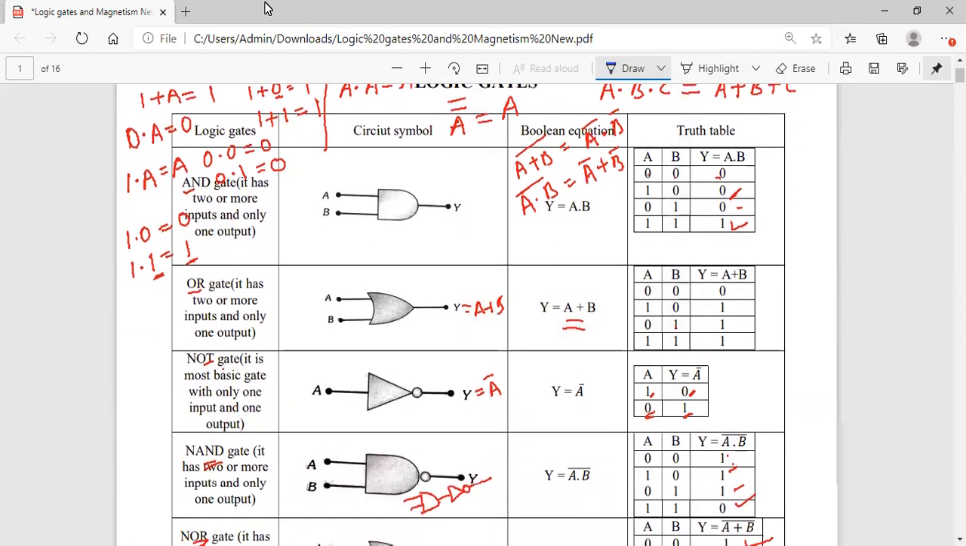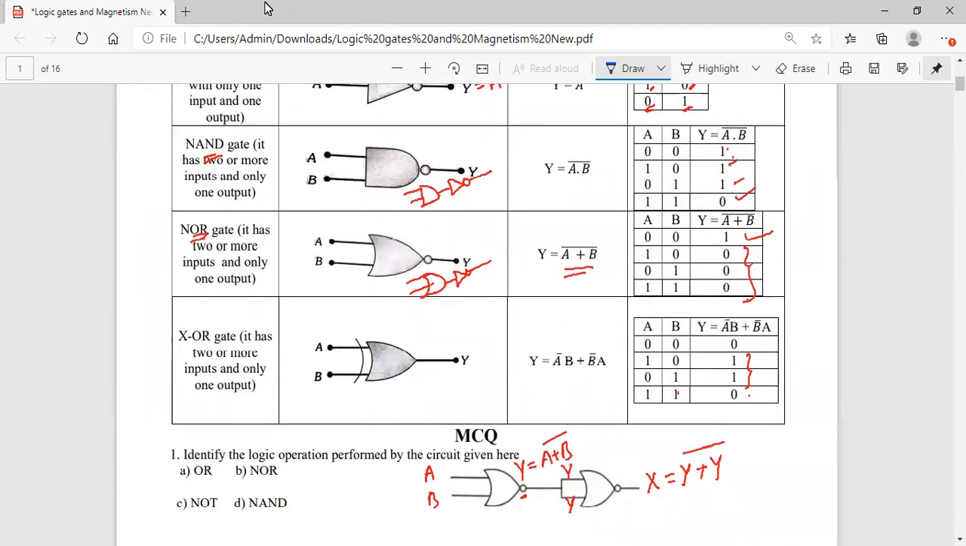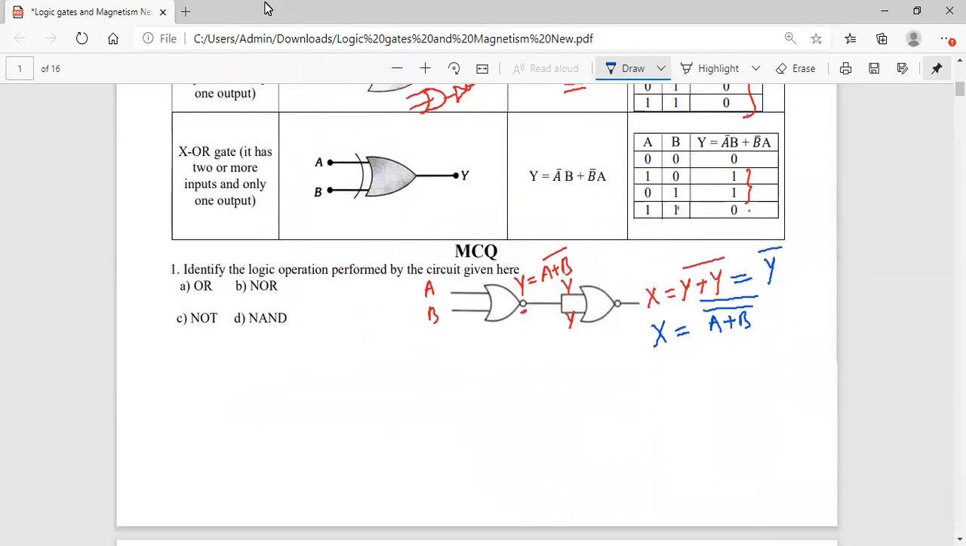By using that, Y plus Y is equal to Y. The bar will remain the same. Therefore, X is equal to Y bar. Y means A plus B bar, so it becomes A plus B bar, another bar, followed by another bar. This bar will be the same, but Y is equal to A plus B bar, therefore A plus B bar of bar.